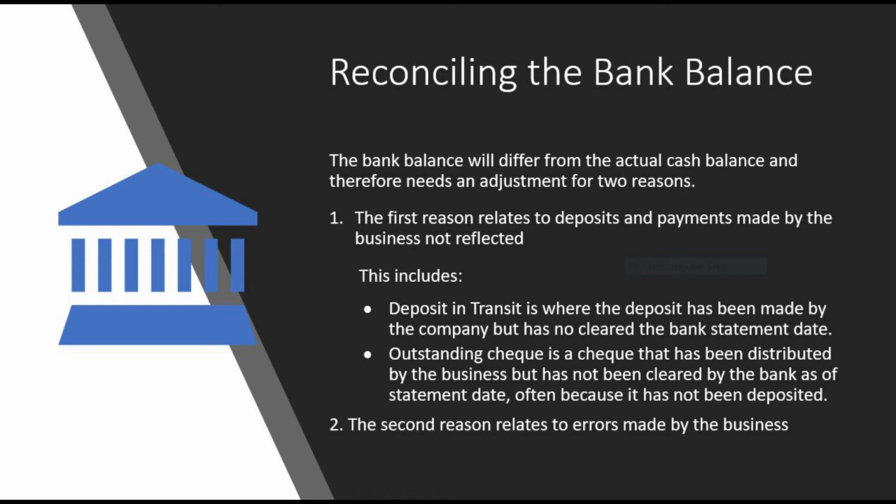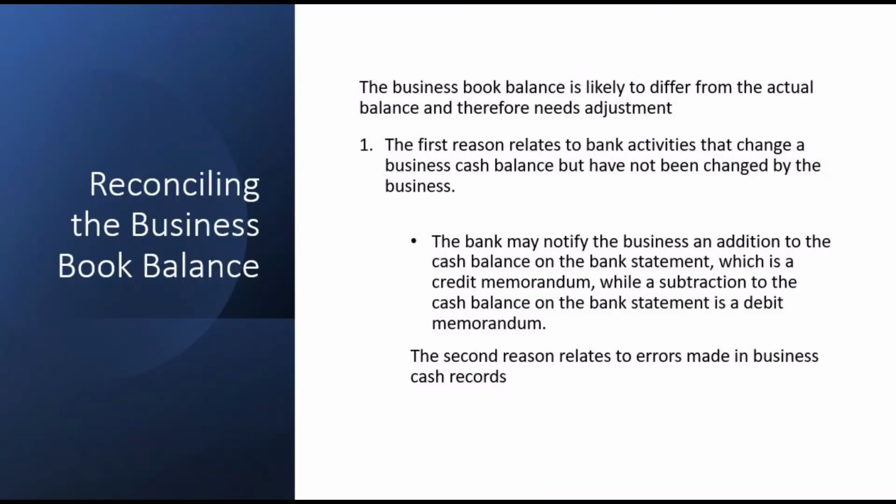A deposit in transit is a deposit made by the business but not yet cleared by the bank as of the statement date. An outstanding check is a check that has been issued by the business but has not been cleared by the bank as of the statement date, often because it has not been deposited. The second reason relates to errors made by the business.